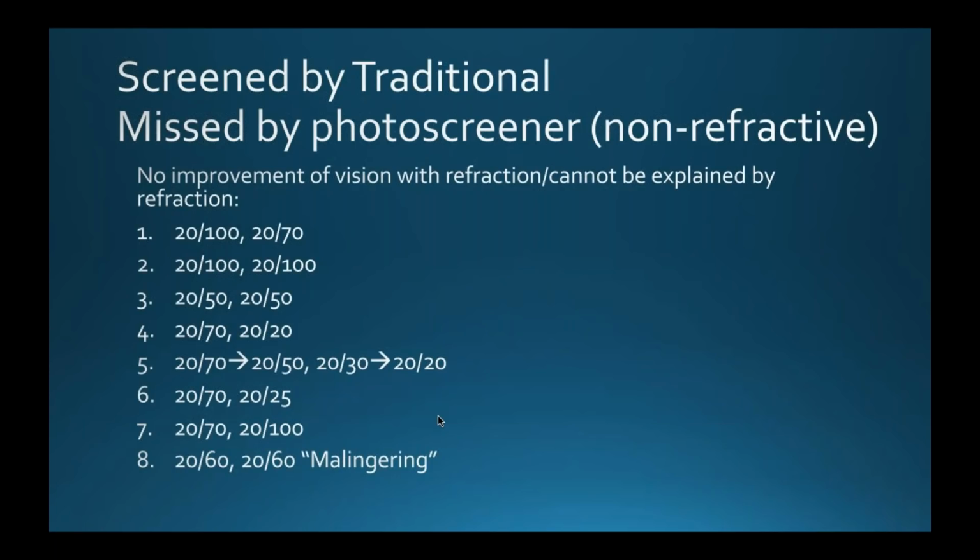And then we look at the children that were referred by the traditional method. This means that they were missed by the photo screener or had a non-refractive diagnosis. There was no improvement of vision with refraction, and it could not be explained by refraction. Again, refraction means measuring for glasses prescription. These 8 children, you can see their vision is pretty decreased. 20/100 means that somebody who has normal vision can be 100 feet away, whereas this child had to be 20 feet away to see it. And the ranges go from 20/70 to 20/50, 20/100, and things like that.